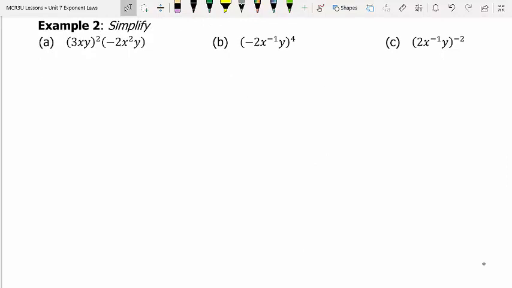Okay, so first thing I'm going to do here is distribute the power of 2 that's outside the brackets to everything inside of the brackets because it's multiplication, so I can do that. So it's going to be distributed to the 3, the x, and the y.